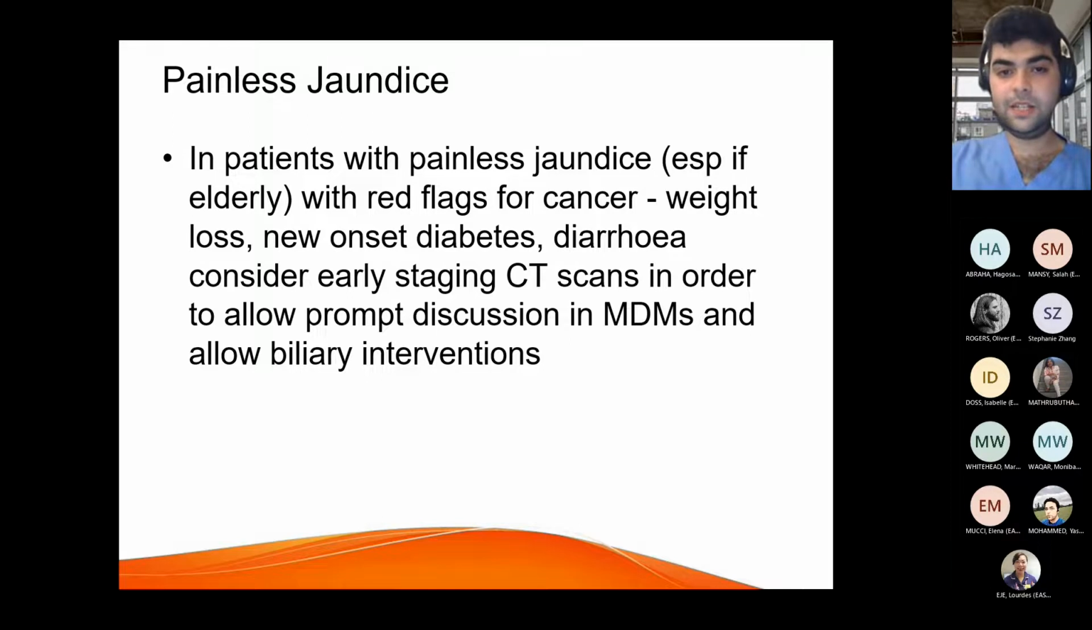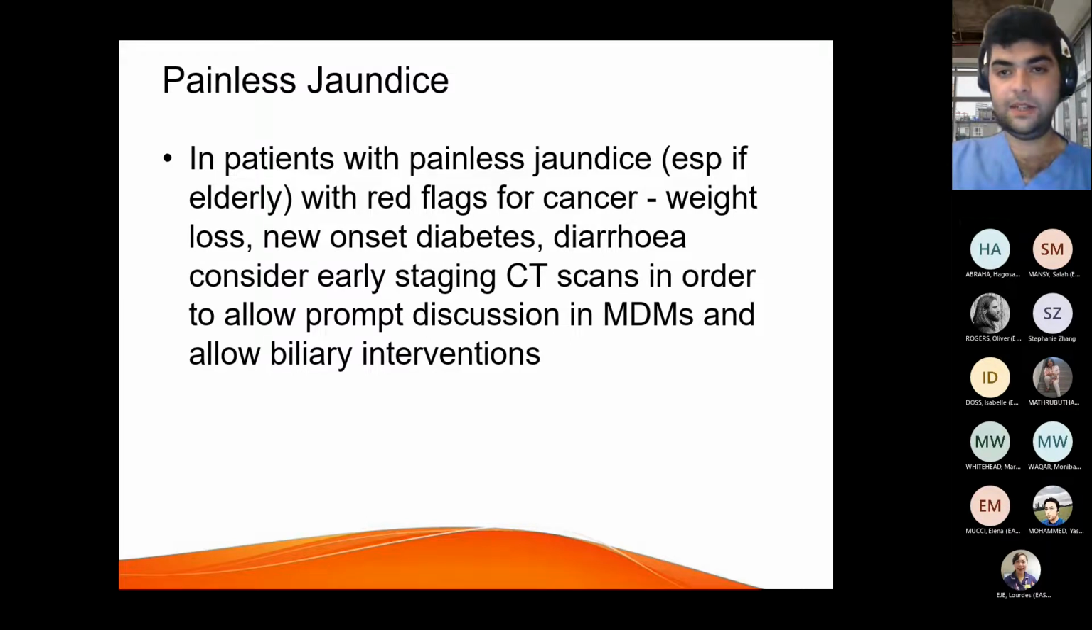So if you have an elderly patient with signs of malignancy in the form of weight loss, new onset diabetes or diarrhea, consider an early staging CT scan. One of the problems we have with these patients is that they can deteriorate very, very quickly. And especially if you're in a DGH, there may only be 1 or 2 ERCP lists a week.